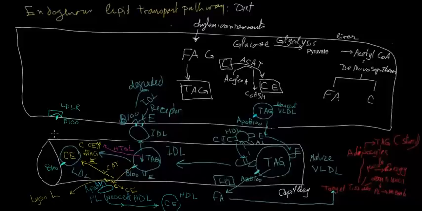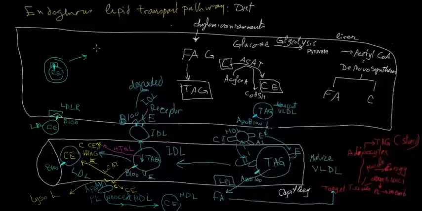So the LDL, with its cholesterol ester content, will bind to the LDL receptor on different cells. We consider here the liver cell. And the whole complex of the LDL together with the receptor is internalized in a clathrin pit.